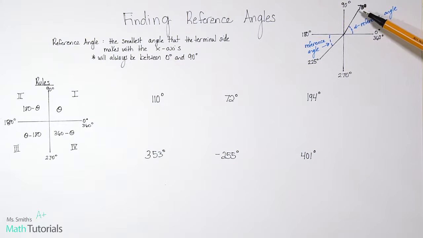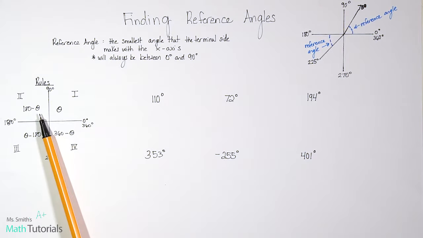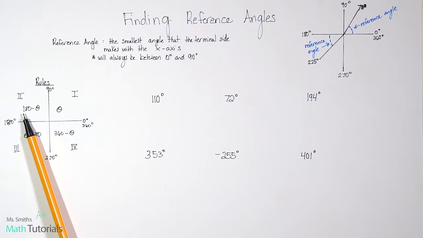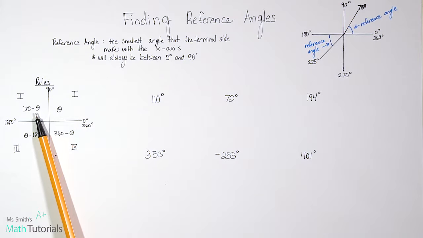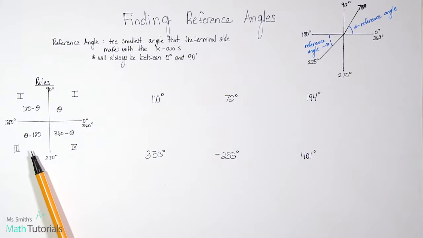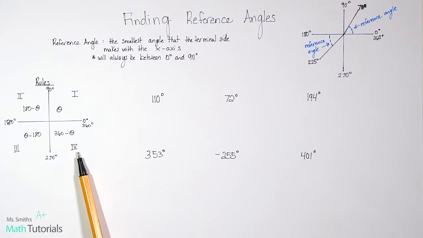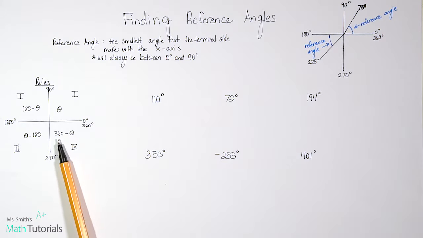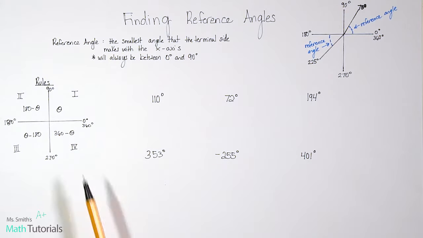If the angle you're looking at falls in quadrant 2, then you would follow this rule, 180 minus the angle. And whatever you get, that's your reference angle. If your angle falls in quadrant 3, you would follow the rule, the angle minus 180. And whatever you get, that's your reference angle. And if your angle falls in quadrant 4, then you would follow the rule 360 minus the angle. And the result would be your reference angle.